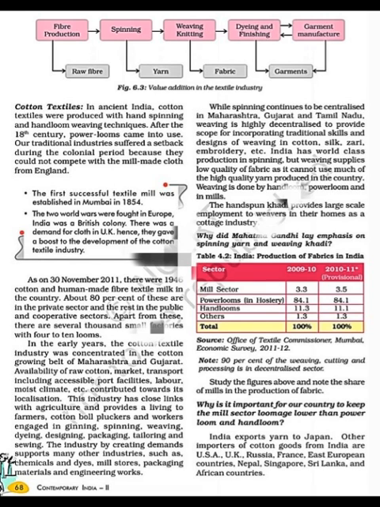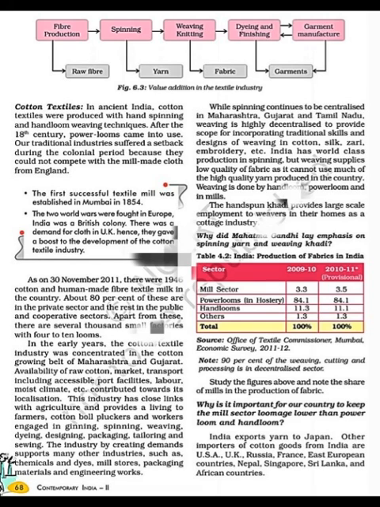So the industry, by creating demand, supports many other industries like chemicals. Other industries' demand is also interlinked with the textile industry, like chemicals, dyes, packaging, engineering work, and machinery is required. So this was about the cotton textile industry.